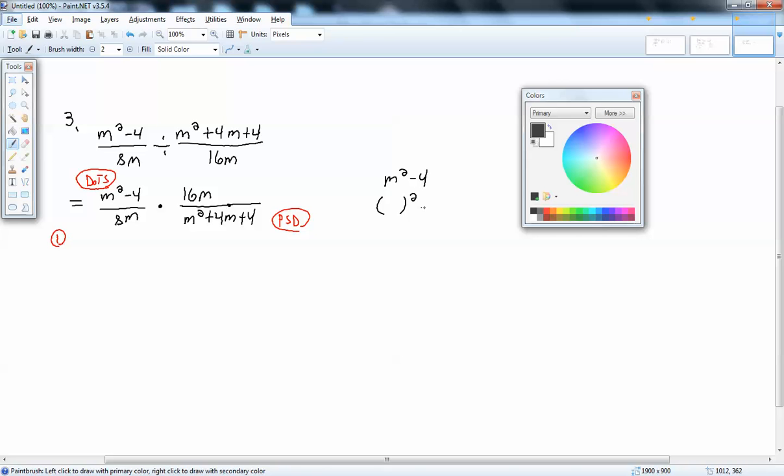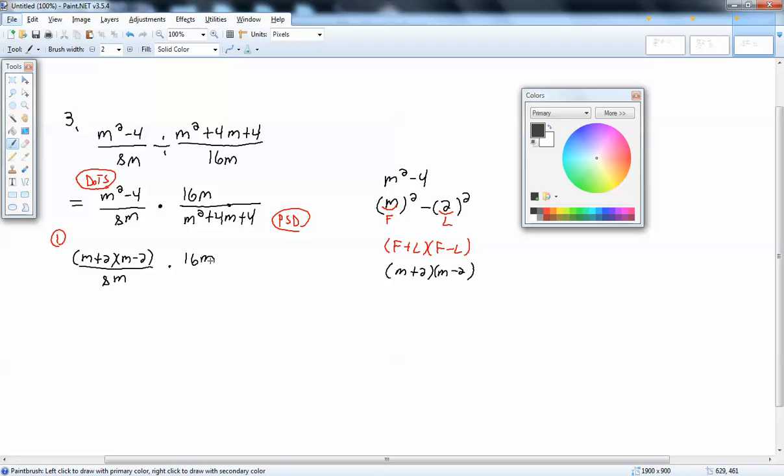Difference of two squares, we try to write it as something squared minus something else squared. You ask yourself what times itself gives each individual piece. M times m gives you m squared, and 2 times 2 gives you 4. Now I'm going to label what's inside the first set of parentheses as F for first, and what's in the last set of parentheses as L for last. And this is a formula, so everywhere we have an F we'll plug in m, and everywhere we have an L we'll plug in 2. So we get m plus 2 and m minus 2. Okay, so this becomes m plus 2, m minus 2 over 8m.